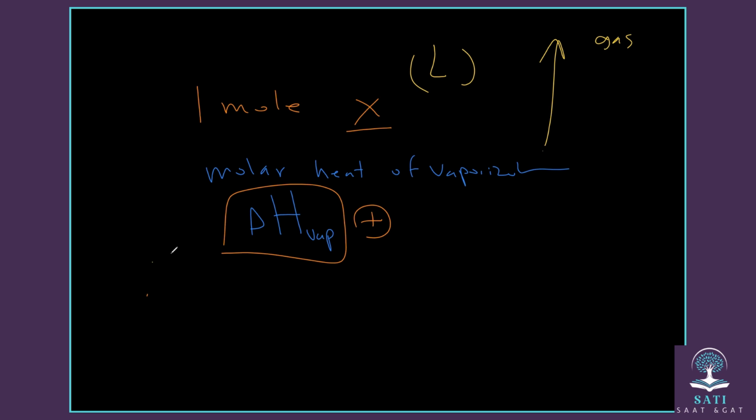So that means if this 1 mole of a substance X takes 3 joules of energy or of heat to be converted from liquid to gas, this one is called the molar heat of vaporization. If I have 2 moles of this substance, it will take twice this molar heat, so it will take 6 joules to convert 2 moles from liquid to gas.